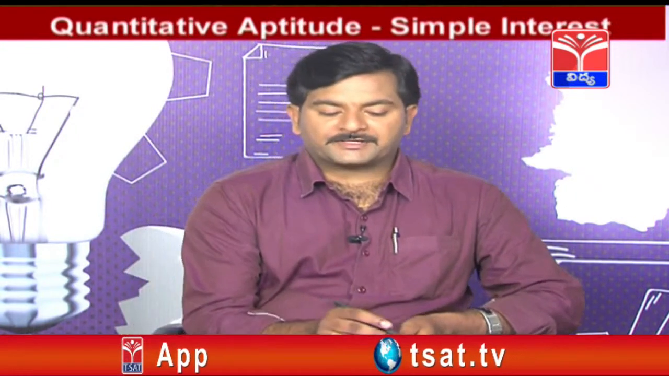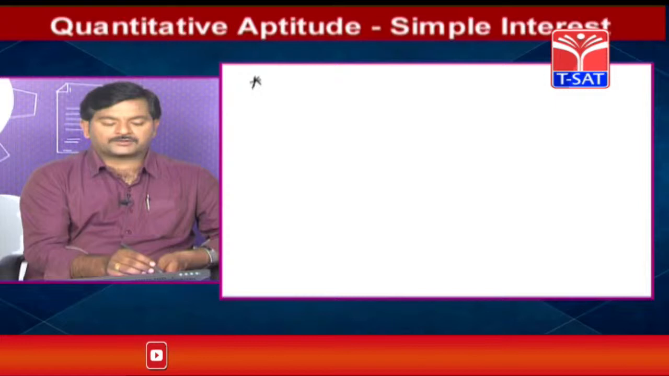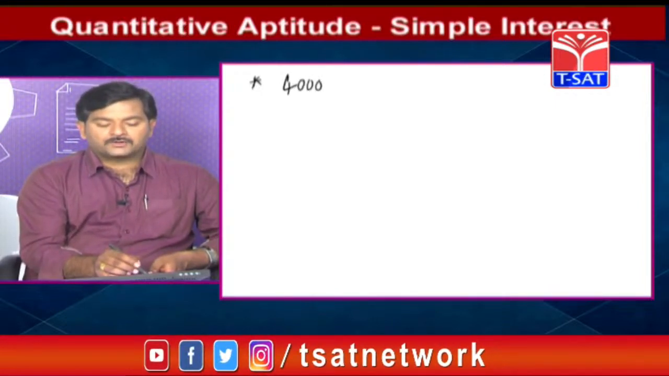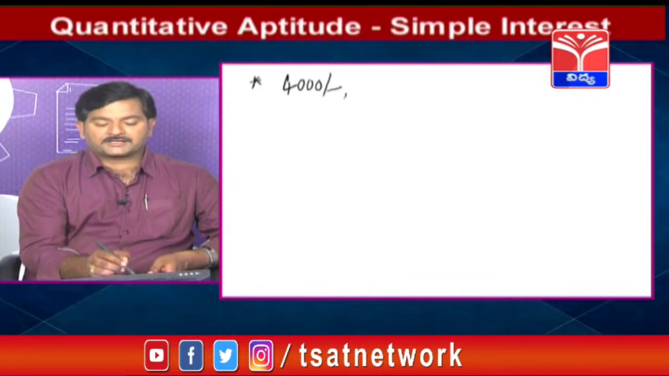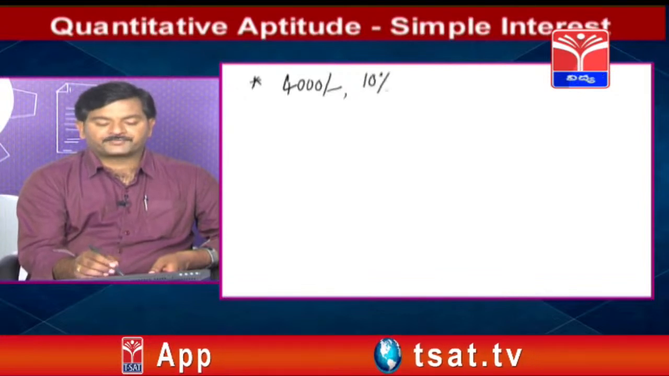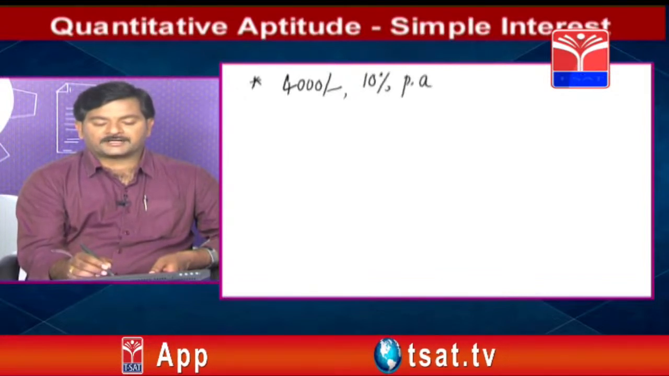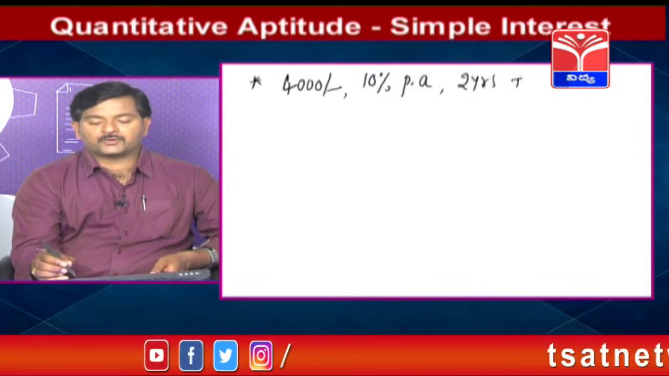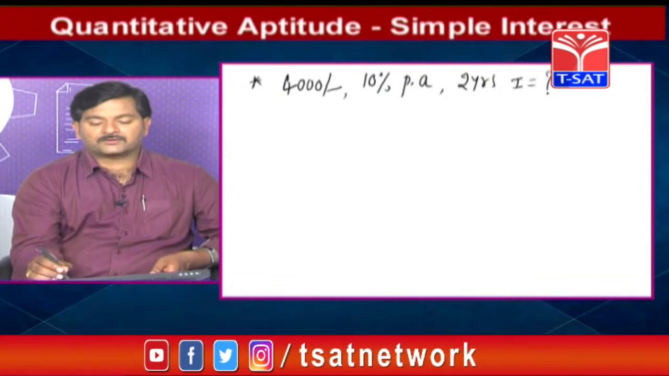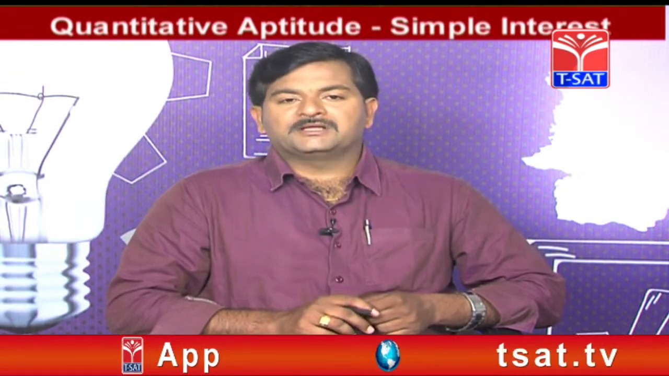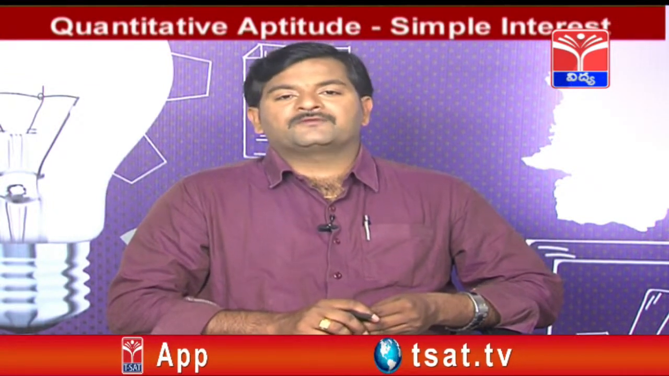The beauty of this concept is, we'll discuss a small question by taking an example. A person borrowed rupees 4,000 at 10% rate of interest, and the time period is, let's say, 2 years. I repeat the question. A person borrowed rupees 4,000 at 10% rate of interest per annum for 2 years, and he is asked to find the interest.